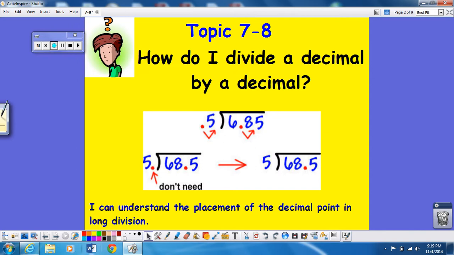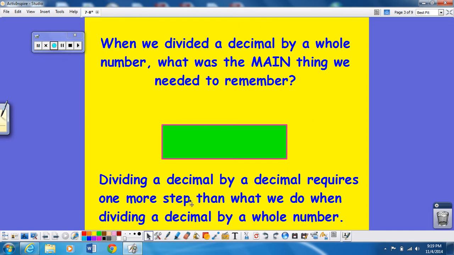Today is actually our last lesson in our decimal multiplication and division topic, and it's how do I divide a decimal by a decimal. You're going to see that it's going to be a little bit different. When we divided a decimal by a whole number, do you remember what the main thing was that we needed to remember?